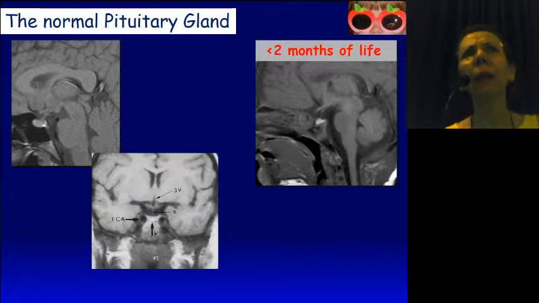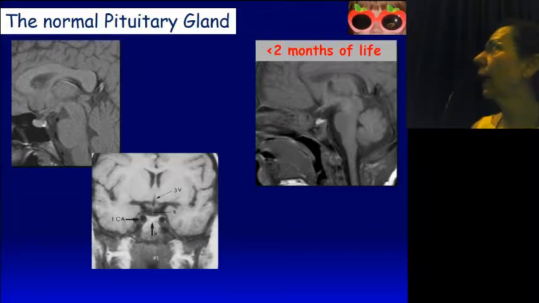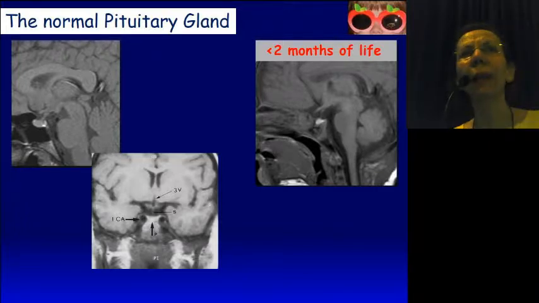What happens in a neonate? Look at this pituitary gland. This is a baby less than 2 months old, and you see that the whole pituitary gland is bright. Is this hemorrhage? Is this something wrong? Is this normal or abnormal? And the answer is normal. This is a normal pituitary gland.